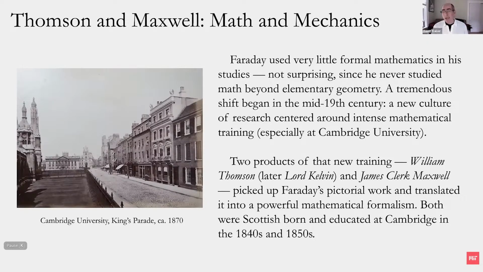They were coming of age when Faraday was already a well-known natural philosopher. They pick up on Faraday's work. They were avid readers of Faraday's books, often monographs, not just his articles. And they begin to translate it into a very powerful mathematical formalism of the sort that Faraday had no inkling of whatsoever. Turns out both Thomson and Maxwell were born in Scotland. They were not from London or the immediate English surroundings. They were both Scottish born. They both moved to Cambridge for their formal university training in the middle decades of the 19th century.